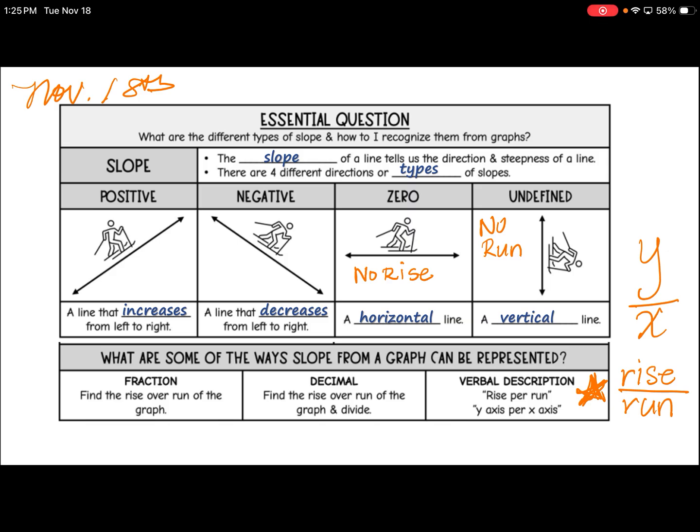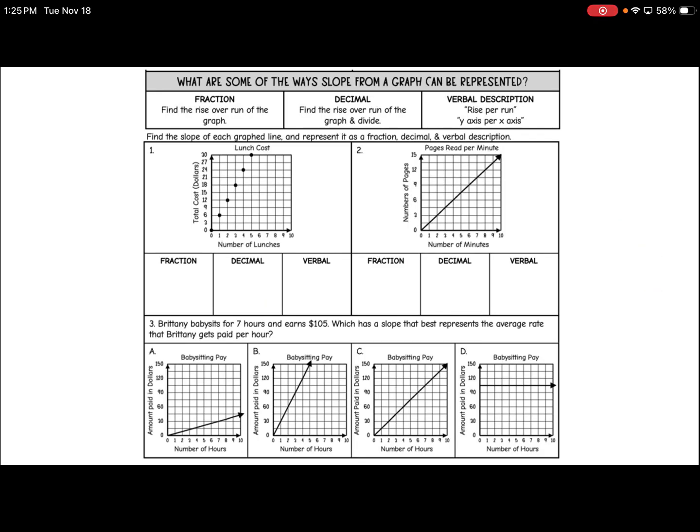If your brain remembers pictures, sketch that picture in your note. And when you're studying for that quiz next Monday, make sure you know what the 4 types of slopes are going to look like.